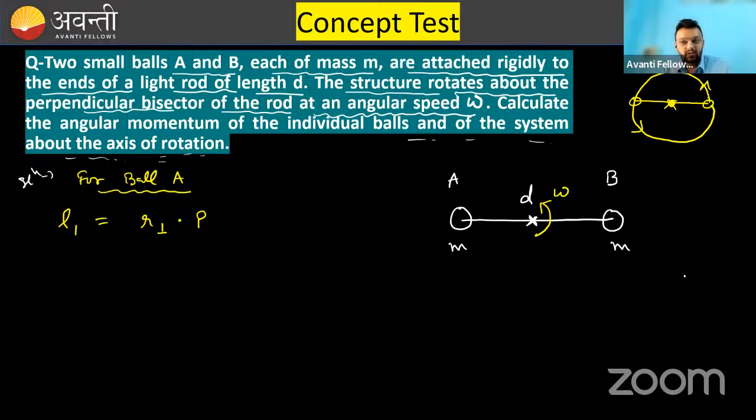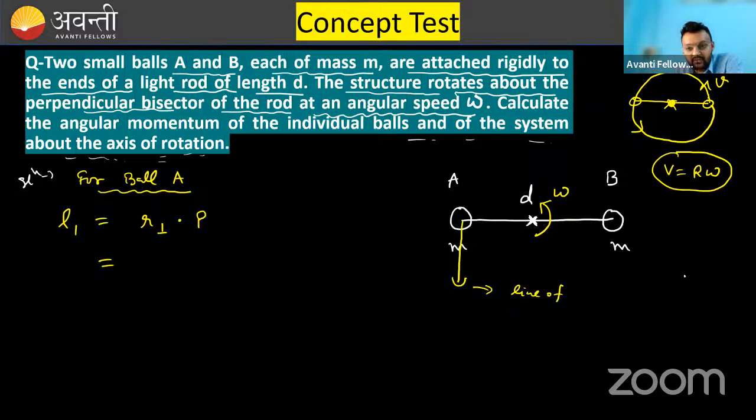Then the linear velocity V is what? We have learned that V is equal to R omega. This is a clear-cut relation. So now, come here. What is R perpendicular? Can you see that the line of motion of this particle is this one? This is the line of motion. From the axis, the perpendicular distance is this one. If I draw a perpendicular from the origin or from the axis, it will be this one, and this distance is D by 2. So have you identified R perpendicular? This is D by 2. So we have placed the value: R perpendicular is D by 2.